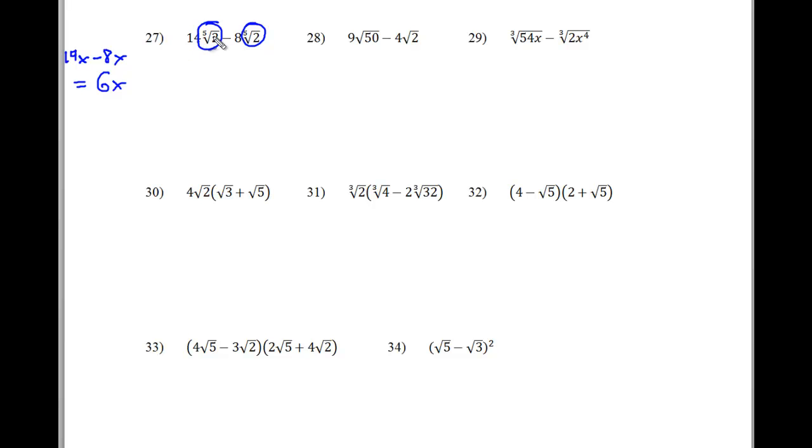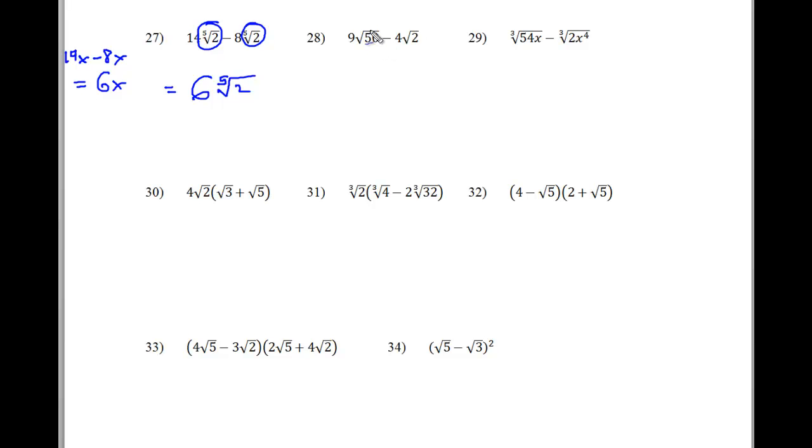So this is like 14x minus 8x, which would give you 6x, or 14 circles minus 8 circles gives you 6 circles, or in this case the circle would represent the fifth root of 2. So that would be your answer to number 27.